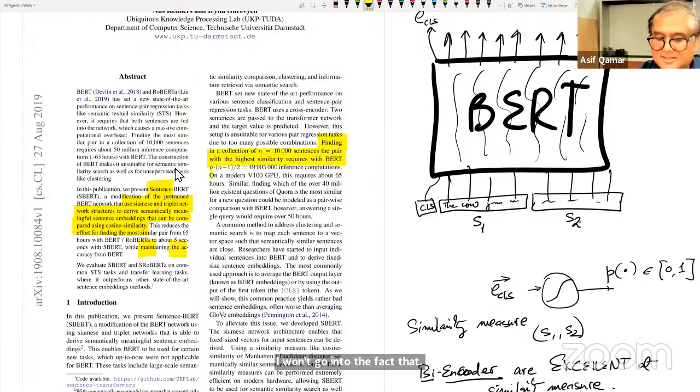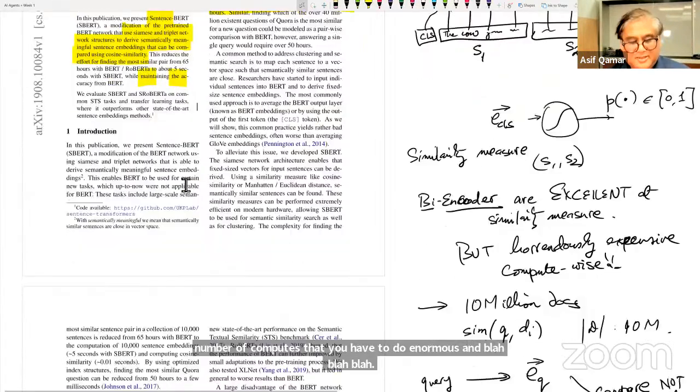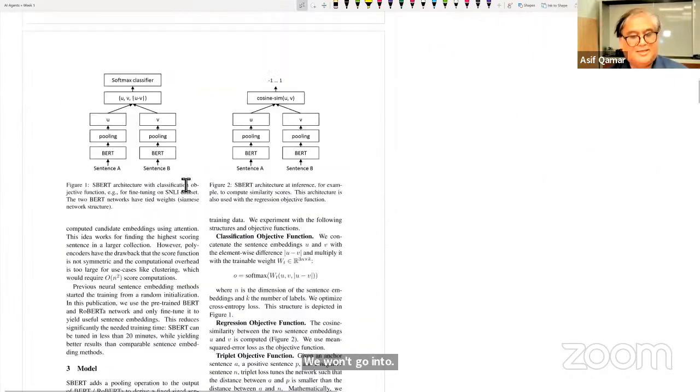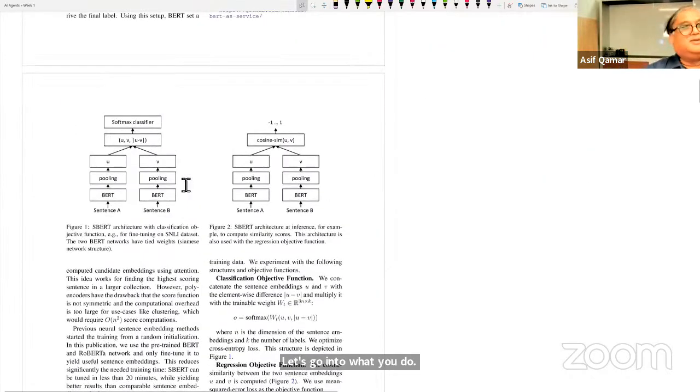Look at this. The number of computes that you have to do were enormous, and so on. We won't go into that. Let's go into what you do. Look at this. What are we doing? We are taking sentence 1 and sentence 2 and finding their similarity. And then we are picking up.